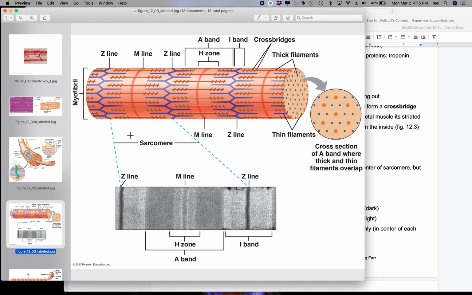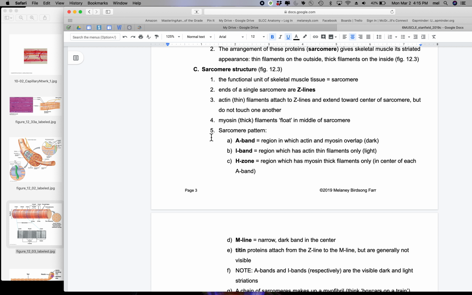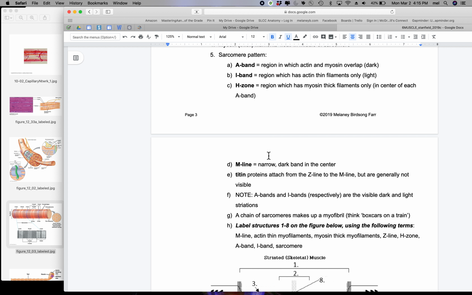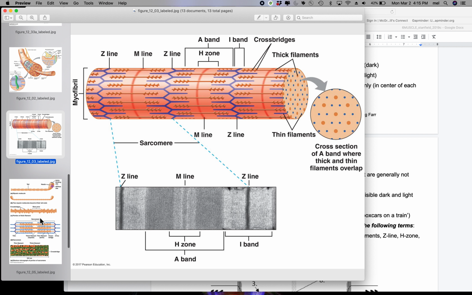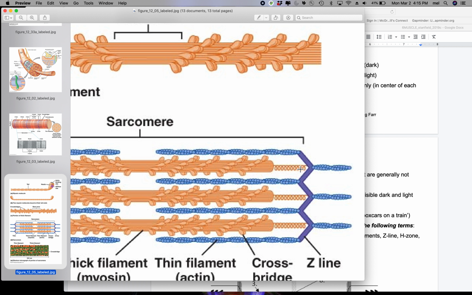It's stabilized by this little M-line protein that doesn't really ever move, so it doesn't matter that much. And so the myosin is in the middle. So here's your sarcomere banding pattern. Now, the only other thing that's kind of interesting, and it's shown on some figures and not others, is that there's this little springy protein right here called titin.